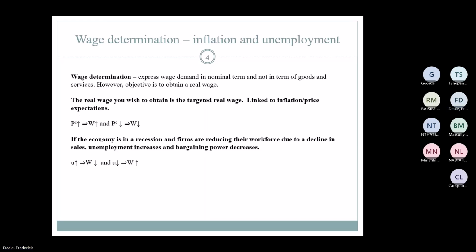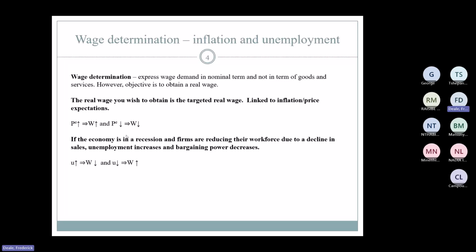So if the economy is in a recession, or we've got a slow growth environment like we've got currently, and firms are reducing their workforce due to a decline in sales or profitability, and unemployment increases, then your bargaining power decreases, because if there's more people unemployed, it's easier for firms to find suitable replacements. So you don't have as much bargaining power. The wage you will ask for, or can ask for, would be less, irrespective of your price expectations.